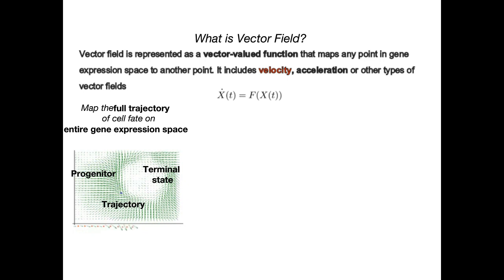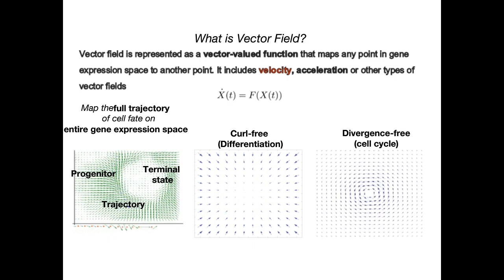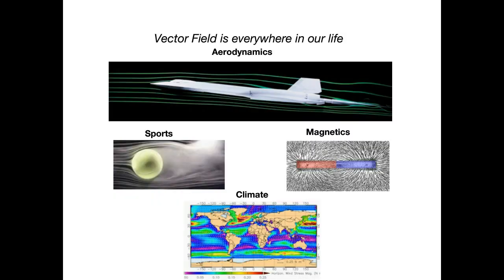The vector field can also be decomposed into two different components: the curl-free component, which can be used to study the differentiation process, and the divergence-free part, which can be used to study the cell cycle. You may not have noticed this, but vector fields are everywhere in our normal life. They need to be studied for airplane flight, are widely studied in different sports, and of course in magnetics and even worldwide climate change.